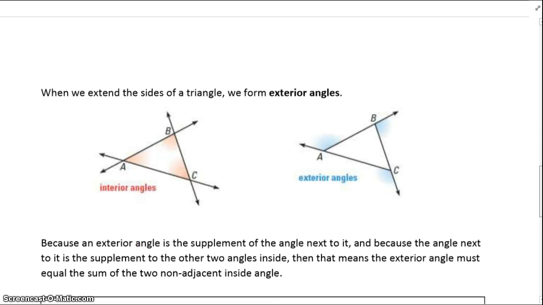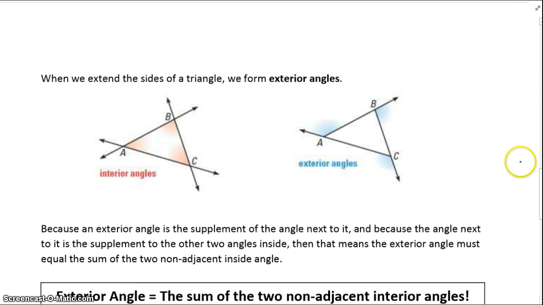Alright, so let's talk about interior and exterior angles. When we extend the sides of a triangle out, more angles are formed. Looking at this, extend the side out, extend the side out, extend the side out. We can see these angles right here are formed. Those are called exterior angles. And what's left inside is an interior angle, okay?